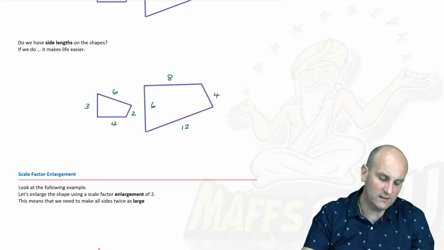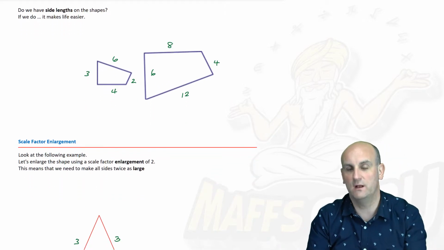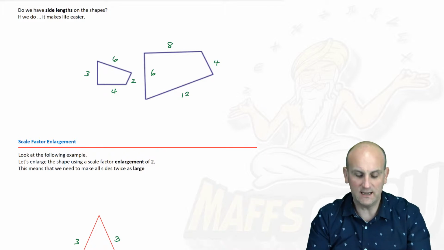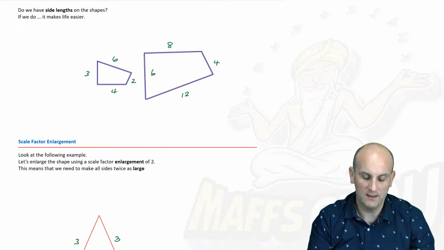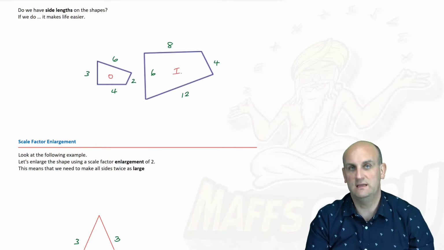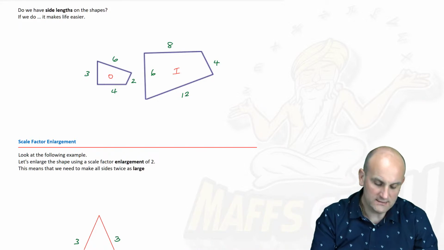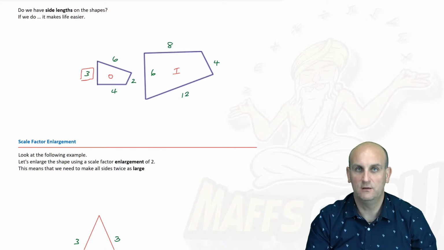So let's give the shapes side lengths. If I've got side lengths on, that actually makes my life a lot easier, because I can now look at these two shapes and go, well, hold on a moment. They seem to be similar. I'm going to write on here that this is my original, and I'm going to write on here that this is my image. So that means I'm definitely getting bigger. Here's a question for you. Which side then matches that 3 on my image? Which side matches that 3?